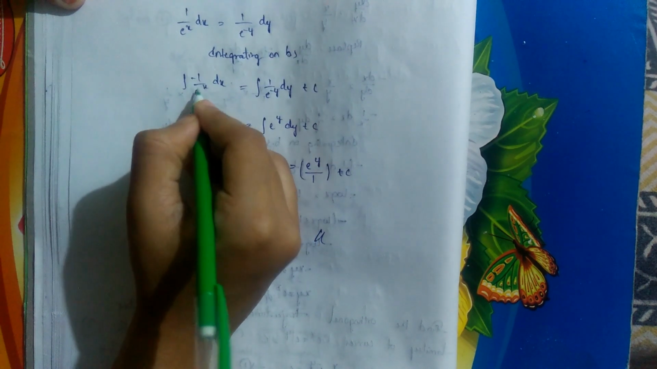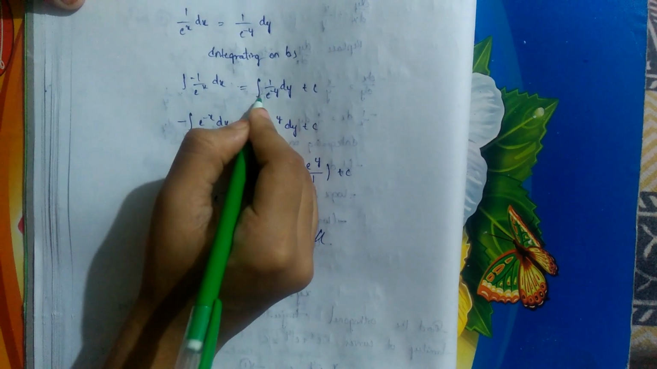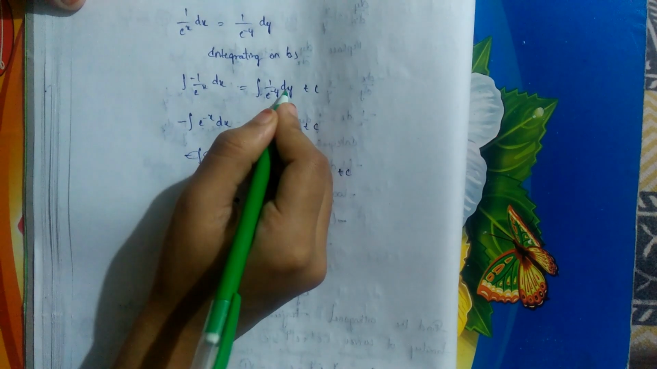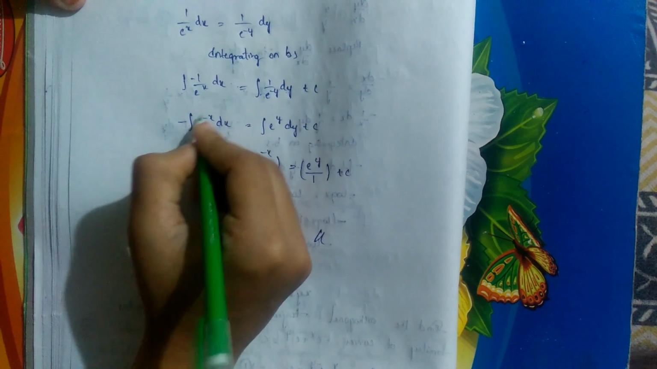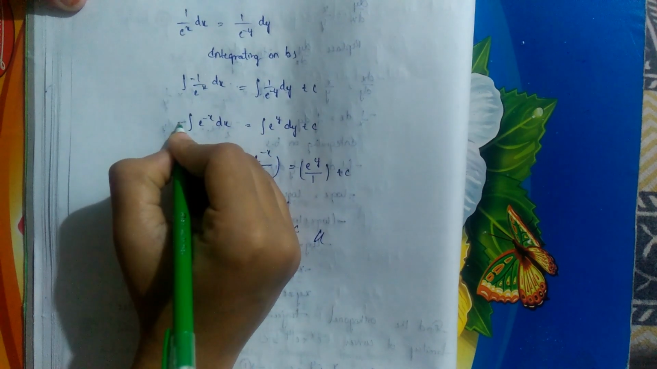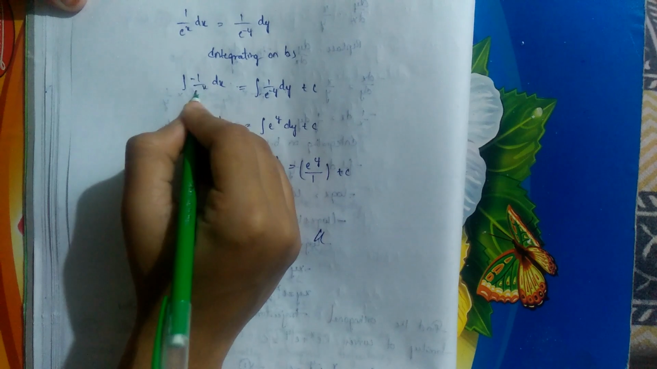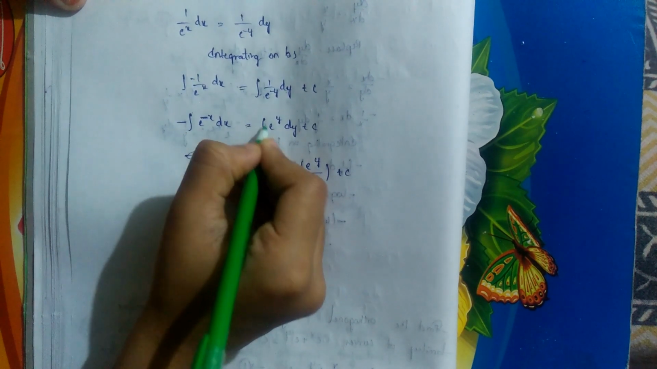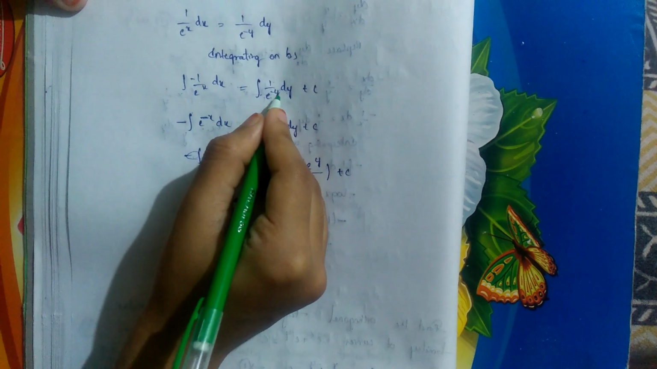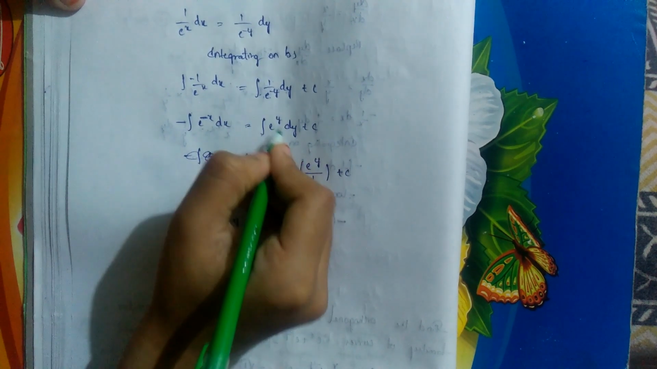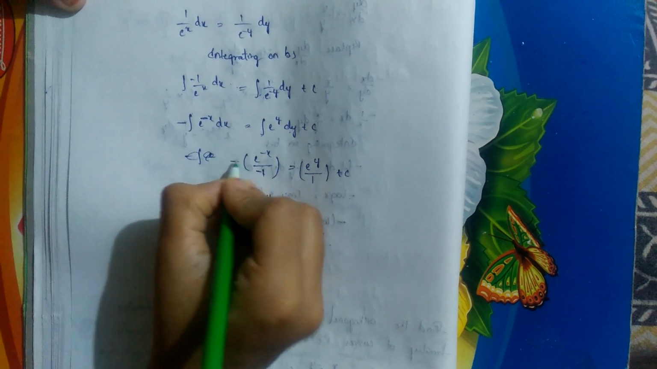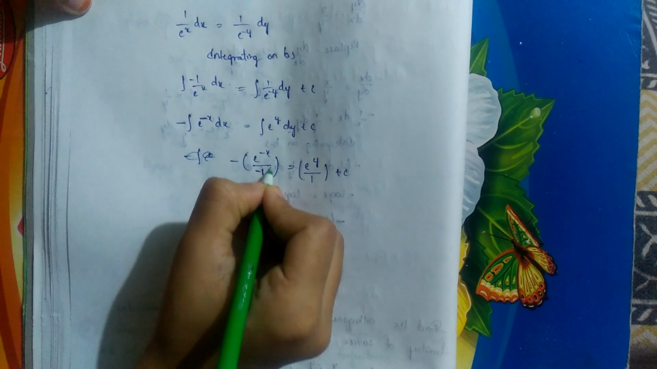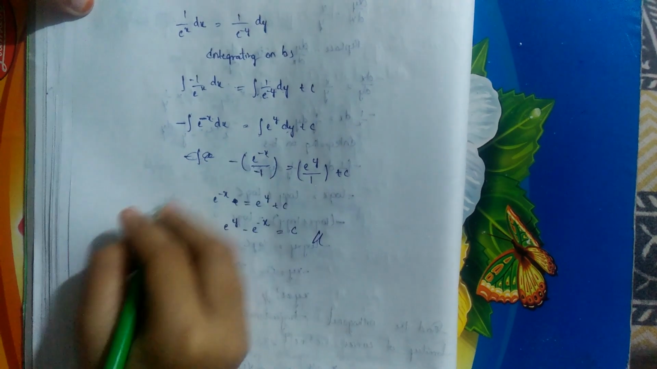So integration of minus 1 by e power x dx is equal to integration of 1 by e power minus y dy plus c. Now write this minus outside of the integration, that is minus integration of 1 by e power x, which can be written as e power minus x dx, is equal to integration of 1 by e power minus y, which can be written as e power y dy, plus c.